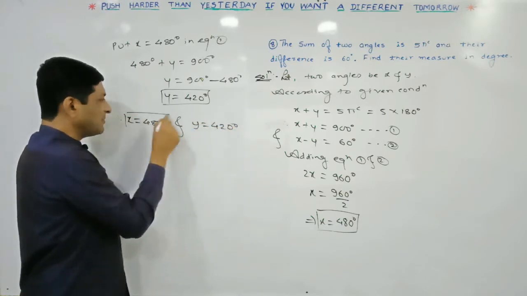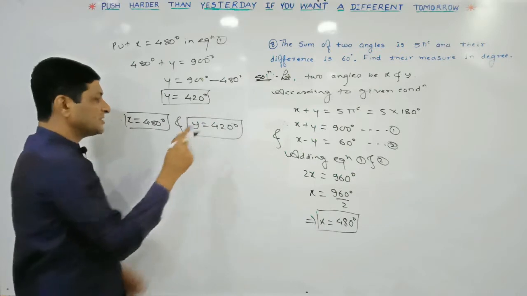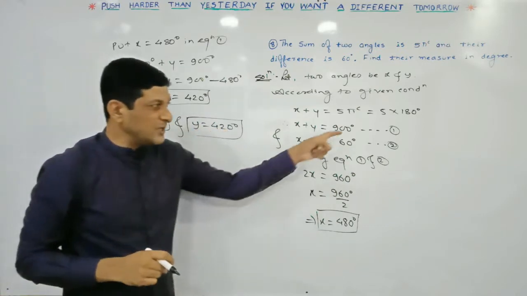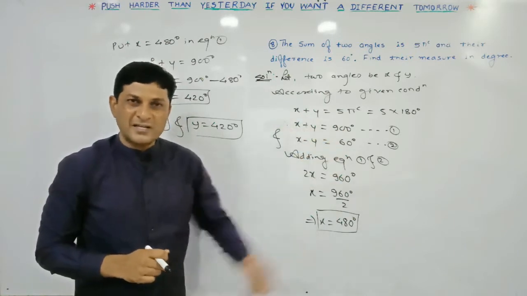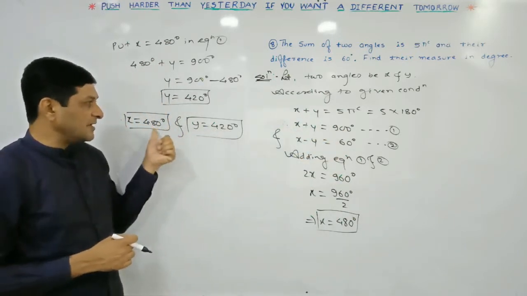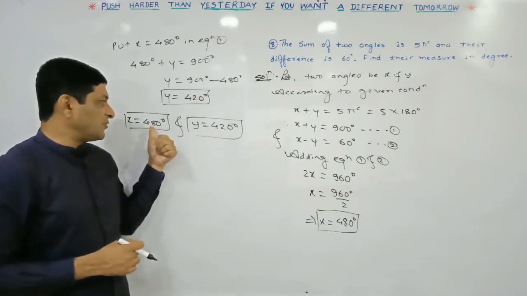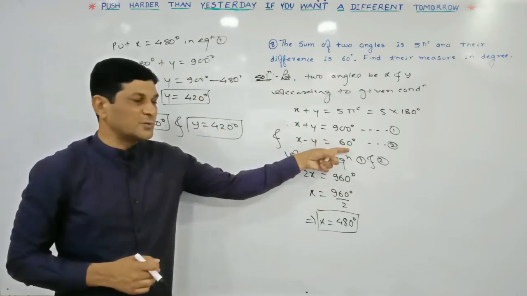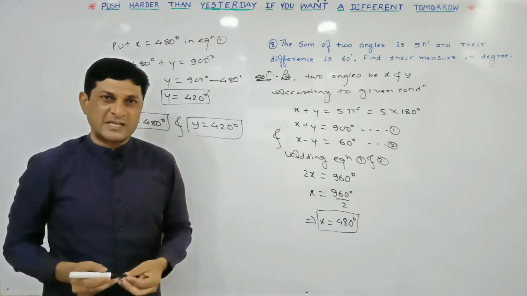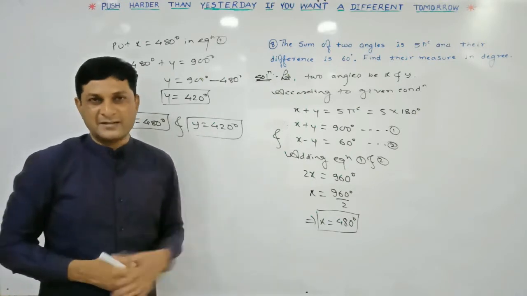To check whether our answers are correct or not, check that. What is their addition? 480 plus 420 will be equal to 900, means the sum of two angles is equal to 900, and if you observe here, the difference of these two angles is equal to what? 60 degrees. 480 minus 420 is equal to 60 degrees, means these two angles satisfy all the conditions in the example, and these are our required angles.